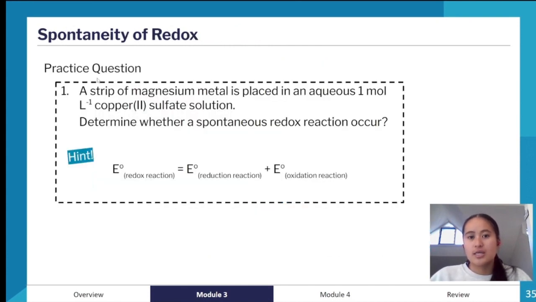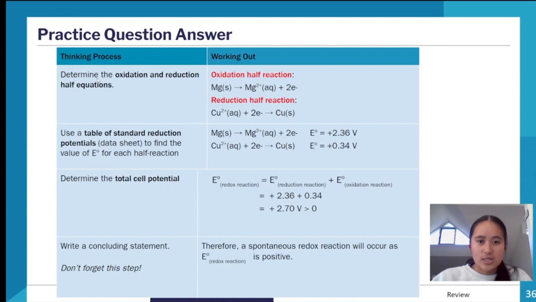So a practice question is: a strip of magnesium metal is placed in an aqueous 1 molar solution of copper sulfate solution. Will a spontaneous redox reaction occur? So what we need to do is find out what the potential of the redox reaction is, and we do that with the half equations. So first thing you need to do is find the half equations. I wrote those out here. Oxidation: magnesium becomes magnesium aqueous and 2 electrons, and then reduction: copper plus 2 electrons becomes copper solid.